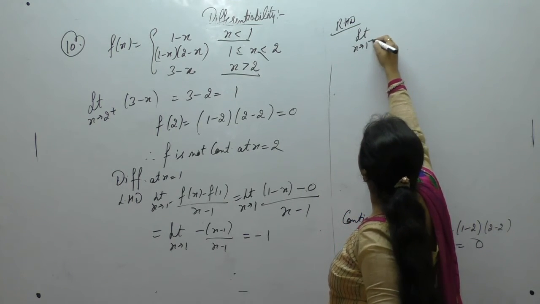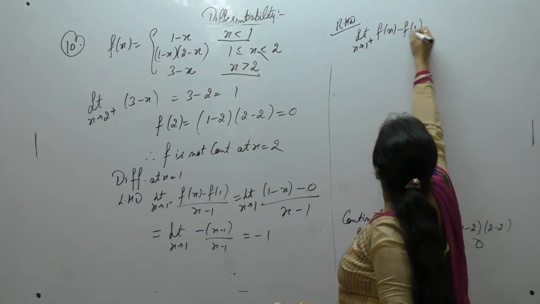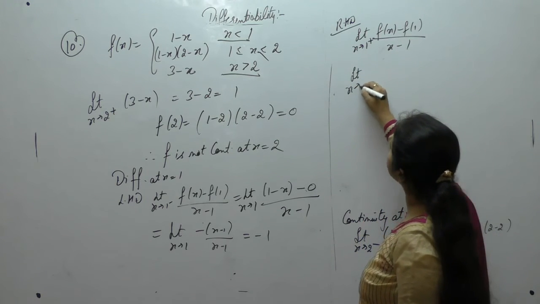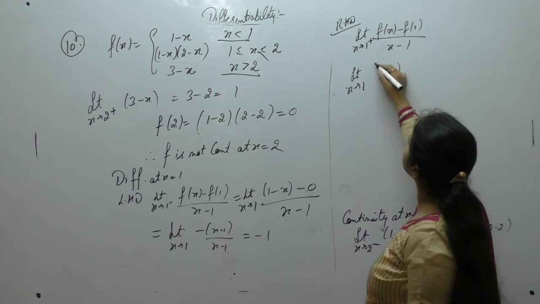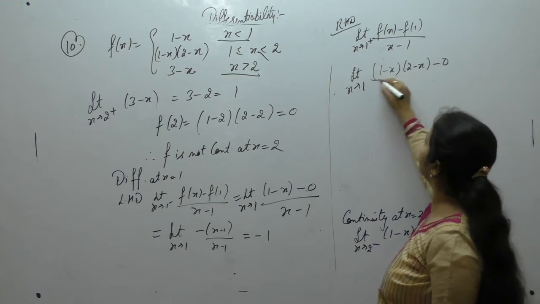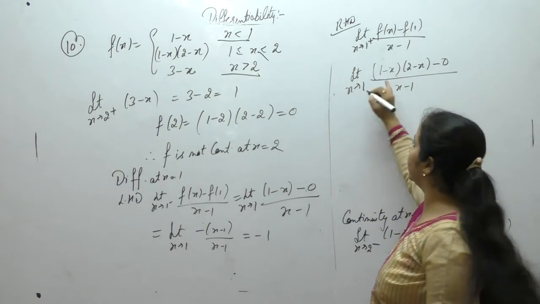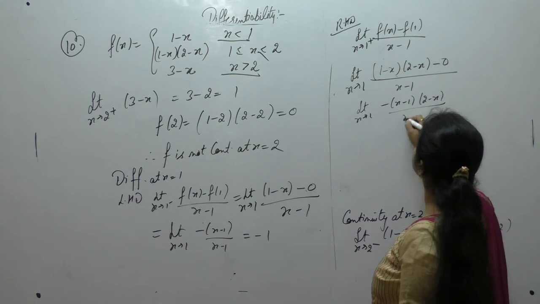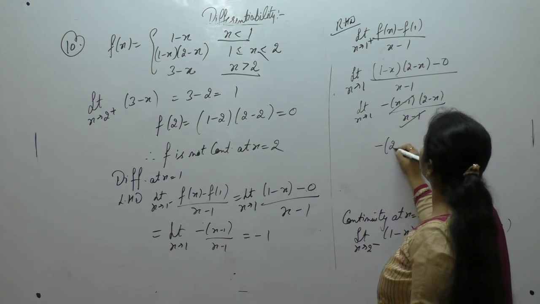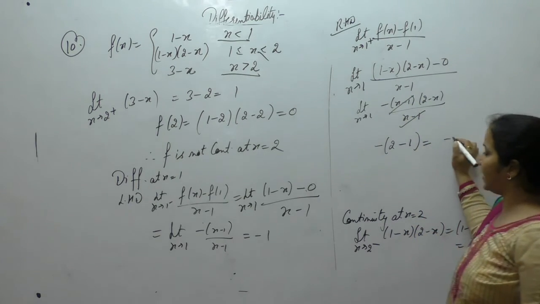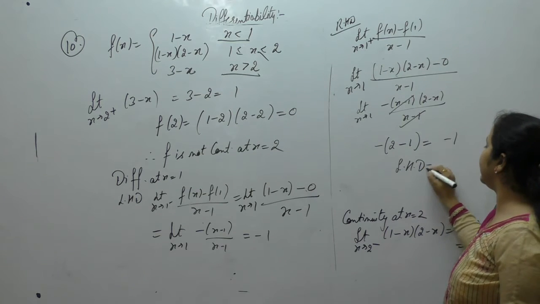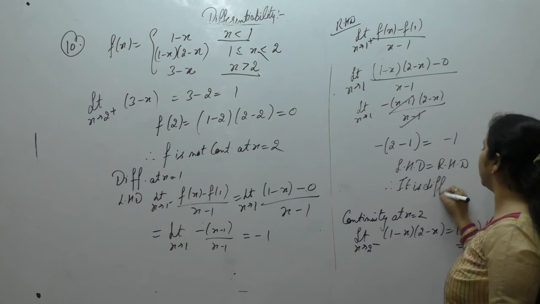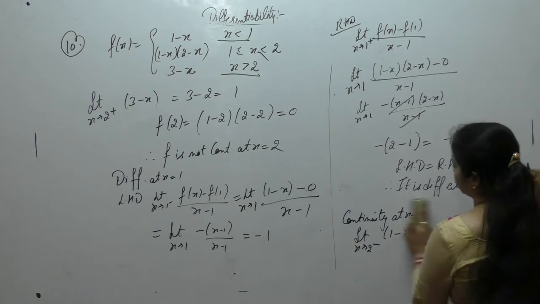Limit x tends to 1 positive, f of x minus f of 1 upon x minus 1. When x tends to 1 positive, then f of x is 2 minus x. f of 1 has value 0, upon x minus 1. Take negative sign common: minus x minus 1, 2 minus x, upon x minus 1. Put the limit now, 2 minus 1. 2 minus 1 is 1, so negative 1. So left hand derivative is equal to right hand derivative. Therefore it is differentiable at x is equal to 1.